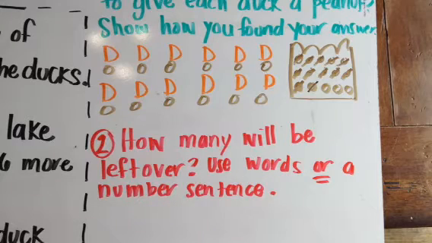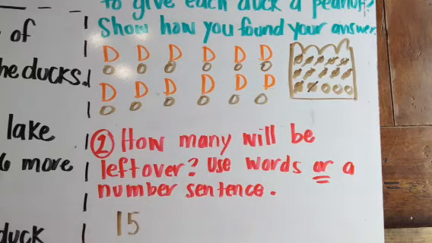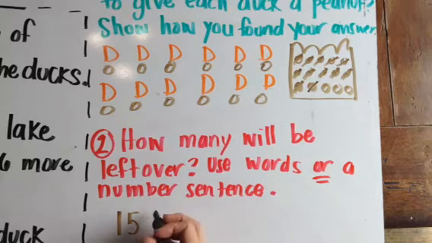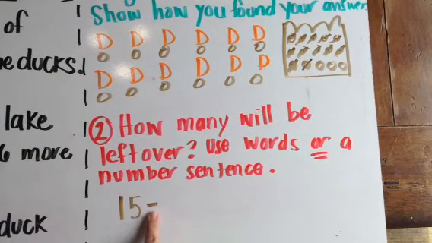So I have to think to myself, what did I do? I started with 15 peanuts and I passed them out. So to write my number sentence, I'm going to use the number 15 to begin. 15 peanuts, and I gave some away. When I'm giving things away, I know that that means that I'm going to be subtracting. So I started with 15 peanuts and I gave them away. I need to ask myself, how many peanuts did I give away? Well, the answer to that is the exact same as how many ducks there were.